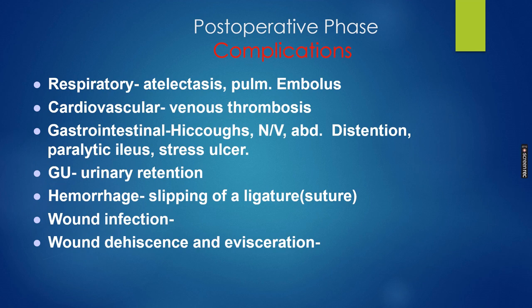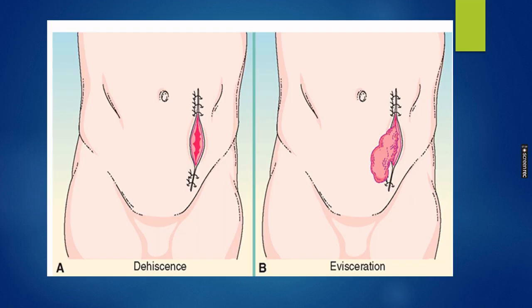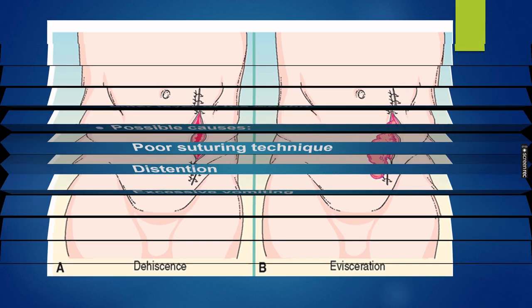Then genitourinary system: the patient can have urinary retention. If the kidney functions and the intake output chart are not monitored properly, it can lead to kidney dysfunction. Then hemorrhage may occur because of slipping of the sutures. Wound infection may occur if proper care is not taken. Then wound dehiscence and evisceration. Dehiscence is the separation of the two layers of the skin that we have already sutured, and evisceration means the organs inside the cavity protrude outside from the suture line.